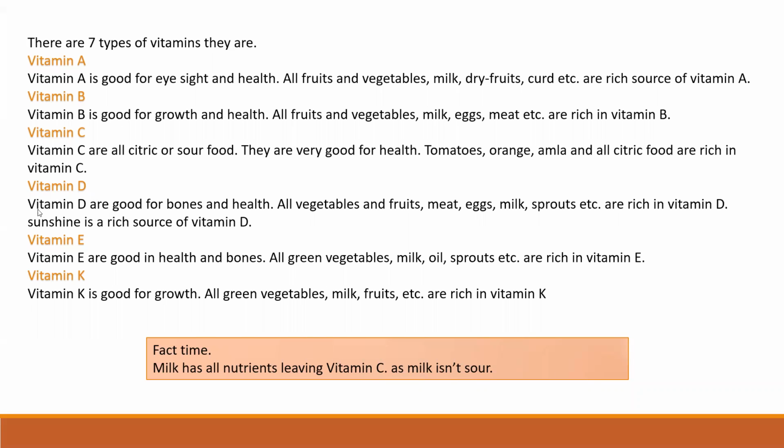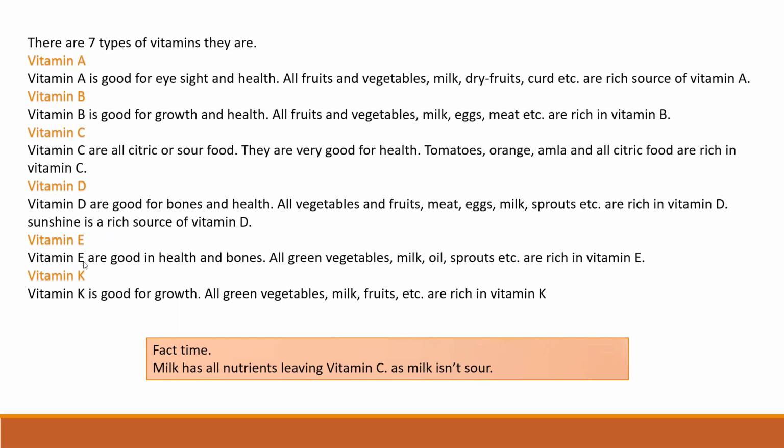Vitamin D is good for our bones and health. All vegetables, fruits, meat, eggs, milk, sprouts, etc. are rich in vitamin D. Sunshine is a rich source of vitamin D. So even if you might not eat these things that contain vitamin D, if you stand in sunshine, you will naturally get vitamin D without any food. So sunshine is a natural and rich source of vitamin D.